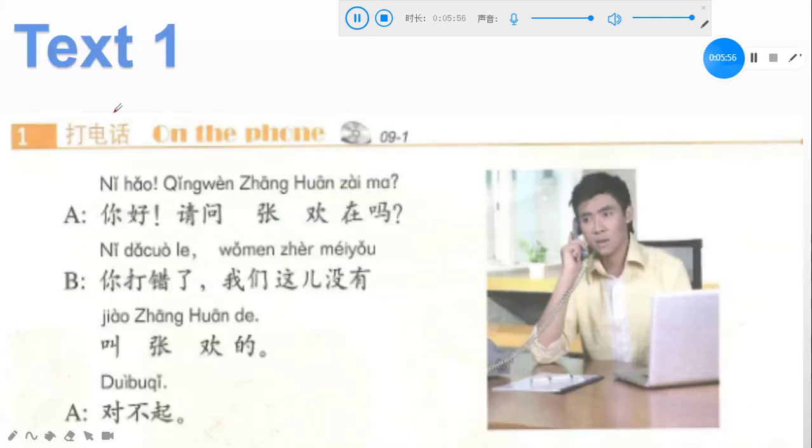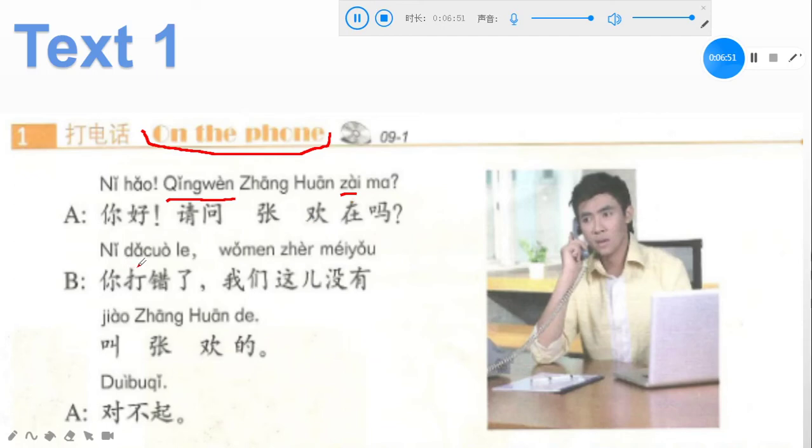Now we can move to the next page. On the next page we will focus on the text. The text one takes place on the phone, and the picture also tells us that a man is on the phone. Now we can look at the sentence. Number one, 你好, which is hi. 请问张欢在吗? 请问, I hope you still remember this form. 请问 means excuse me. 张欢 is a Chinese name. 在吗, 在 is a preposition which means in, on, at. But here 请问张欢在吗 together means, hi, excuse me, is 张欢 there?